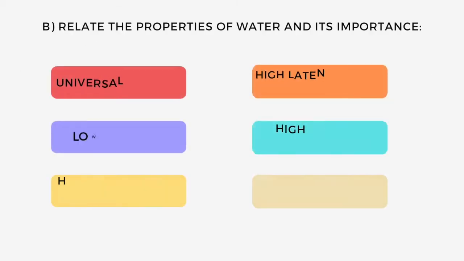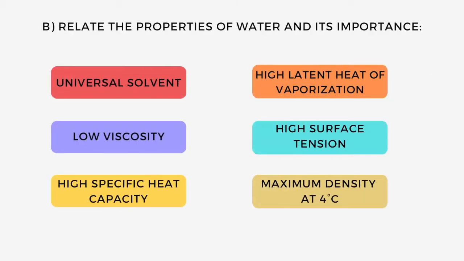There will be 6 properties of water. Number 1, universal solvent. Number 2, low viscosity. Number 3, high specific heat capacity. Number 4, high latent heat of vaporization. Number 5, high surface tension. And number 6, maximum density at 4 degrees Celsius.